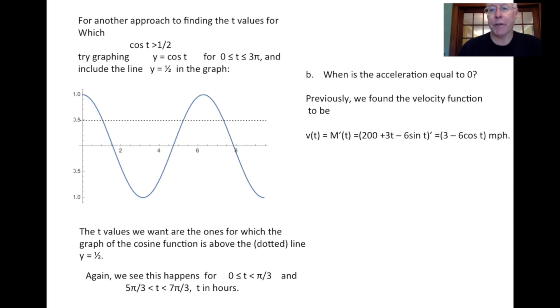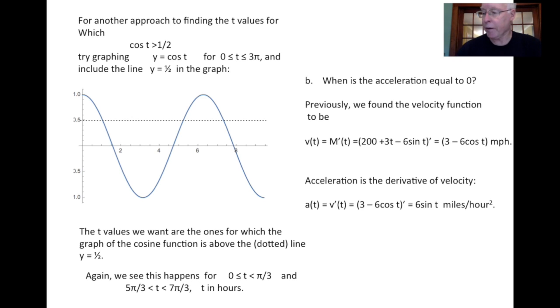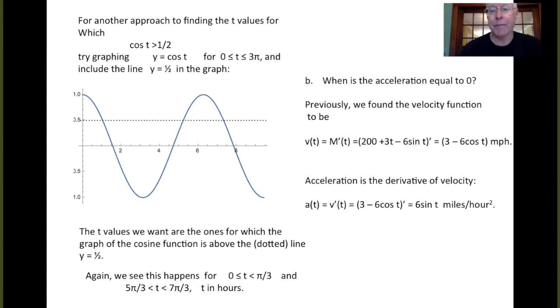Part B asked about the acceleration when it is equal to 0. So previously we found the velocity function to be v of t, given by m prime, which turned out to be 3 minus 6 cosine t miles per hour. And of course, acceleration is found by finding the derivative of velocity. So a of t is v prime of t, so we have to differentiate 3 minus 6 cosine t. And out of this, the 3 differentiates to 0, and the minus 6 times the derivative of cosine is minus sine of t.